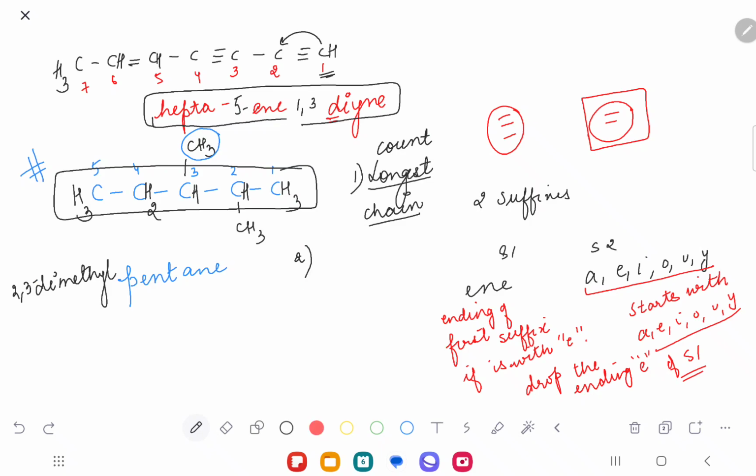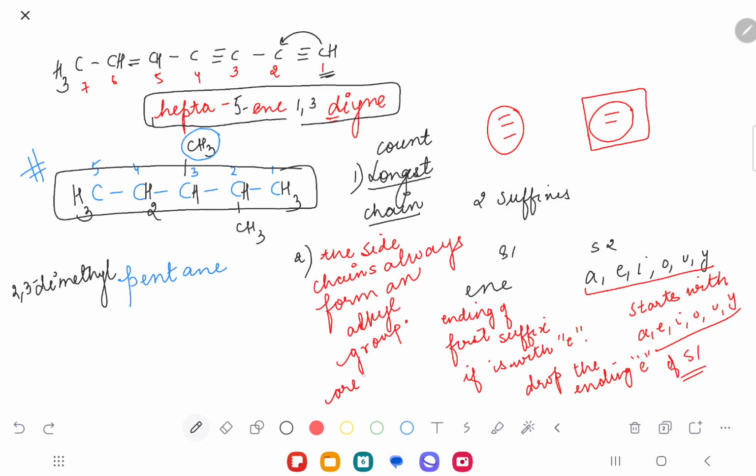And secondly, what do we have in here? The side chains. If in the side chains any carbon is left, that shall always form an alkyl group. The side chains always form an alkyl group. And the alkyl groups are always prefixed.